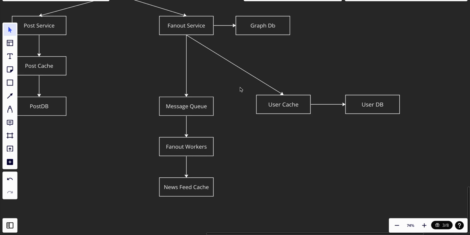So what is happening here? First of all, we fetch from the GraphDB.